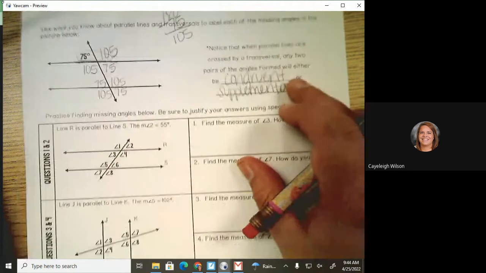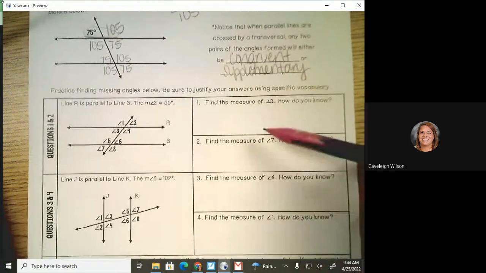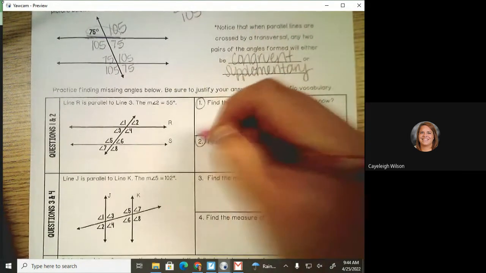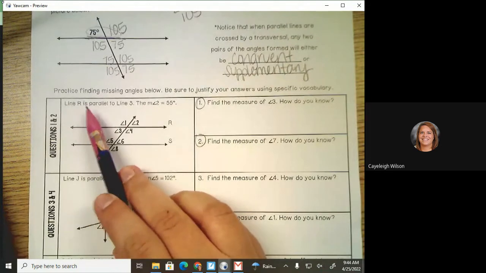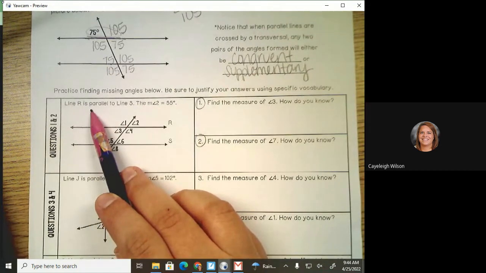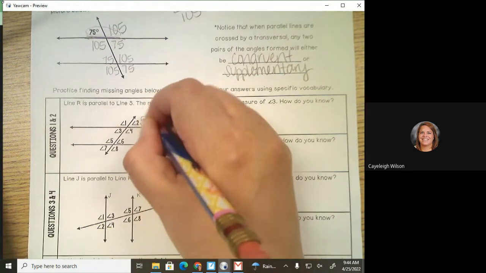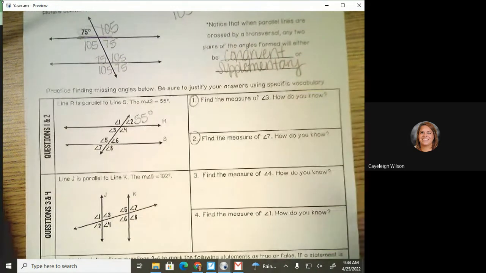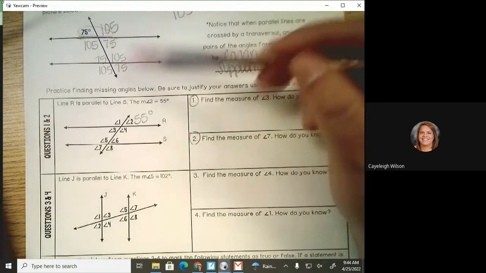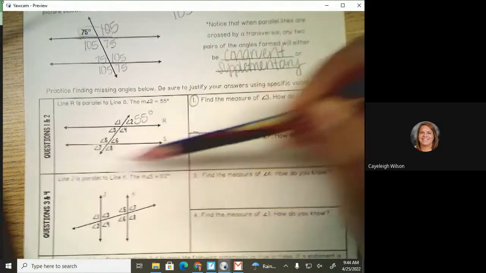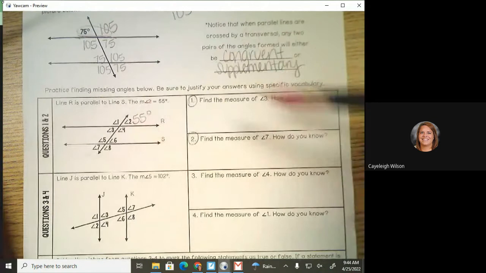All right, I'm going to let you all take a look at 1 and 2. It says line R is parallel to line S. The measure of angle 2 is 55. So look at how I filled these in up here. I want you to fill in the picture, and then I want you to answer those 2 questions.